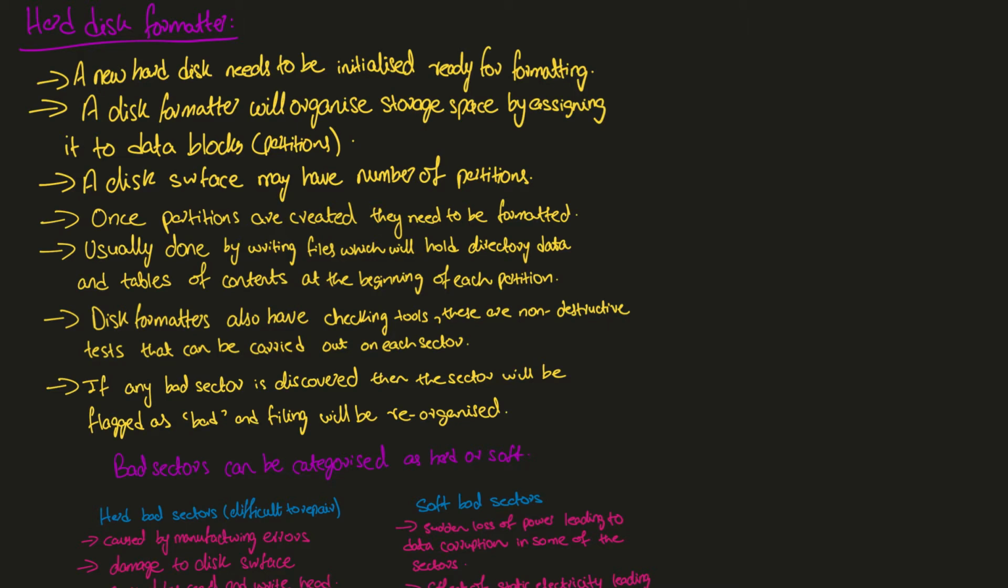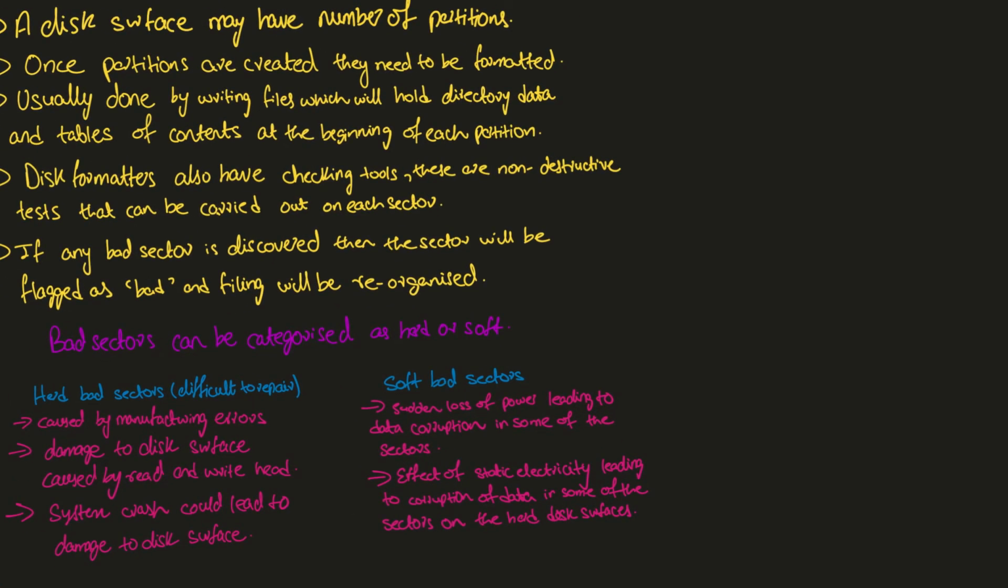Now we need to understand what bad sectors are. There are two categories of bad sectors: hard bad sectors and soft bad sectors. The hard bad sectors are difficult to repair, right? These are usually caused by a manufacturing error or damage to the disk surface by the read and write head inside your hard drive, right? Or even a system crash could lead to damage to the disk surface. Like maybe you were writing some data and your computer crashed due to a power outage. This can cause a hard bad sector, right?